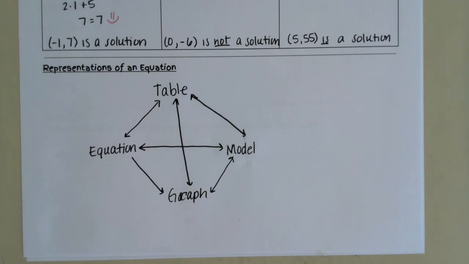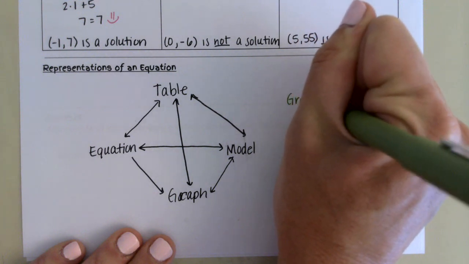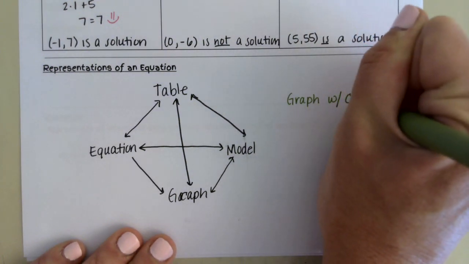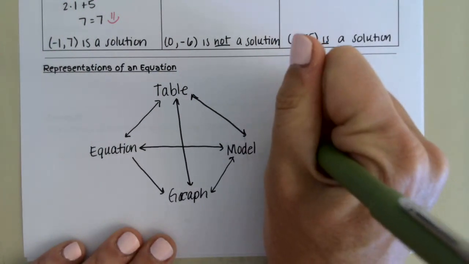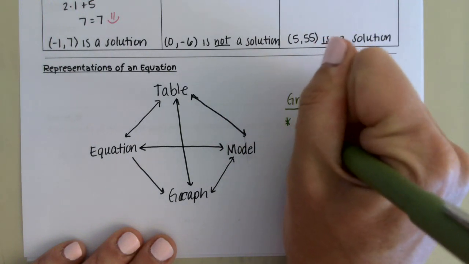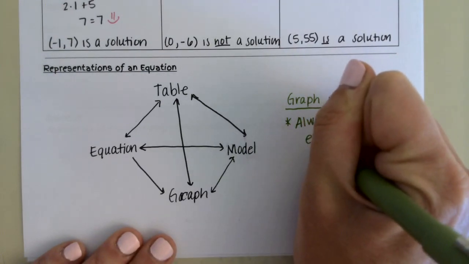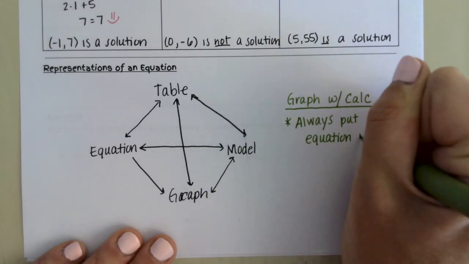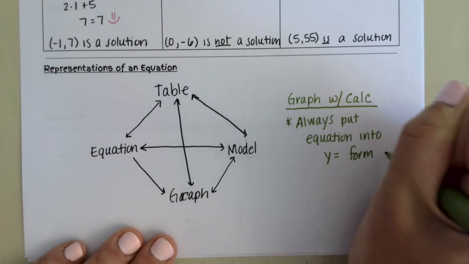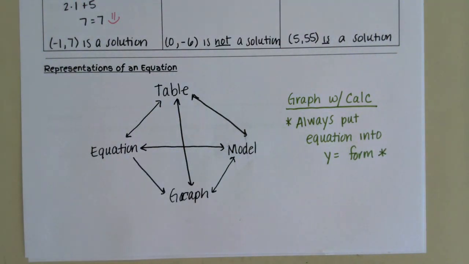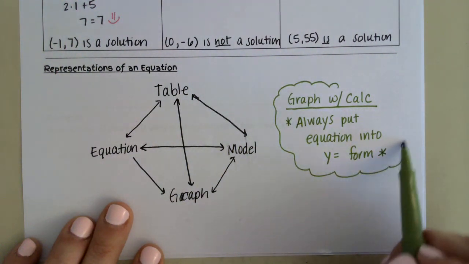One thing I want to make sure you make note of here is make sure that when you're using your graphing calculator, in other words, when you're graphing with the calculator, okay, the only way your calculator will graph something is if it's in y equals. So you always need to put the equation into y equals form. Okay, if it's not in y equals, then move things around the equal sign before you plug it into the graphing calculator.